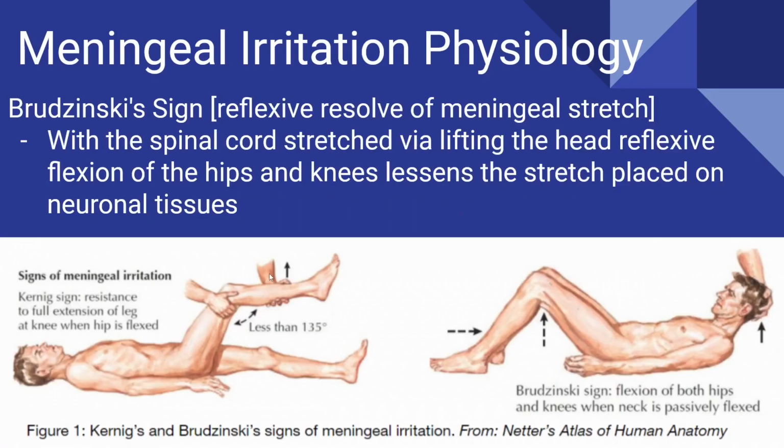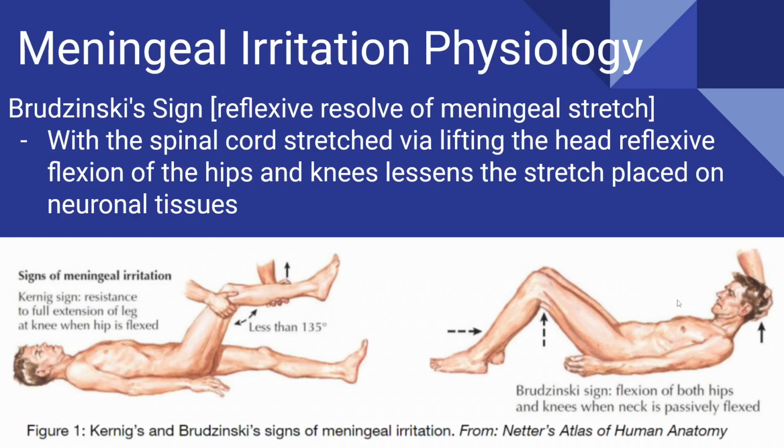So this is something that's easier seen than it is explained, I should say. On the left here, you've got your Koenig sign, where you're stretching the hip and extending the leg, which is pulling the nerves of the spinal cord down. And you start to see either resistance of the muscles trying to stop that, or you see pain in the sciatic nerve.